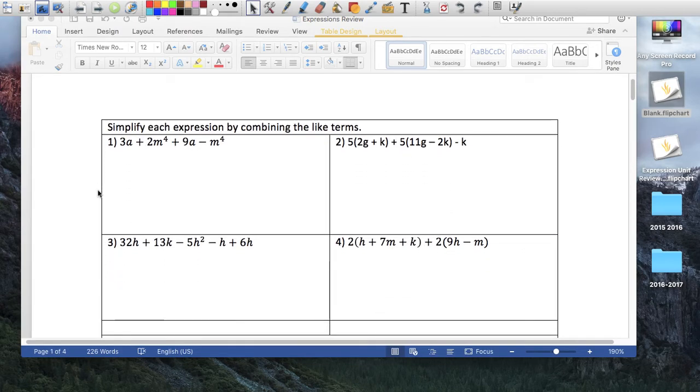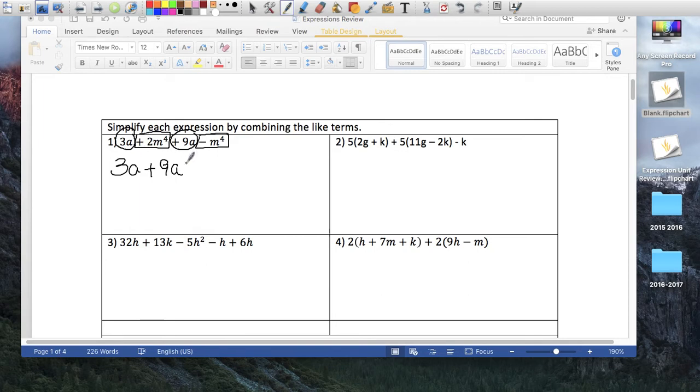First one. It says simplify each expression by combining the like terms. Let's circle everything that's a 3a. That's a 3a. We have a plus 9a, so I'm circling the plus sign as well. Then I'm using a rectangle with m to the fourth, and there's something here that also has m to the fourth power. If I move things around, I'll get that circle, and I'll move the 9a right next to it. So I get plus 9a.